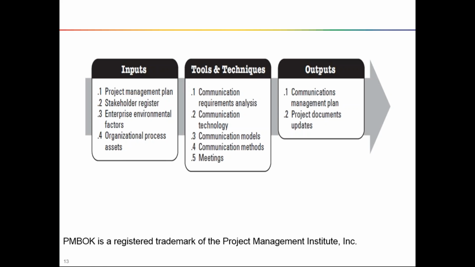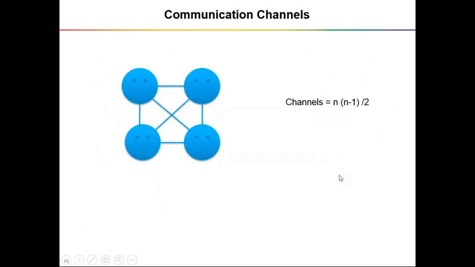This tool and technique actually gives us an opportunity to understand what level or what extent communication is required in this project. How do we do that? So we identify the communication channels. How do we identify them? There is a formula. What does this formula say? N into N minus 1 divided by 2, where N is the number of stakeholders in that project.